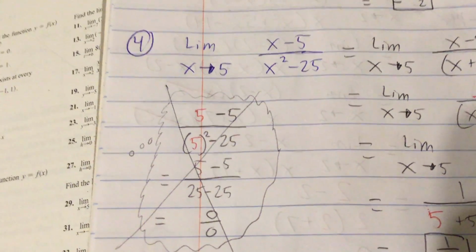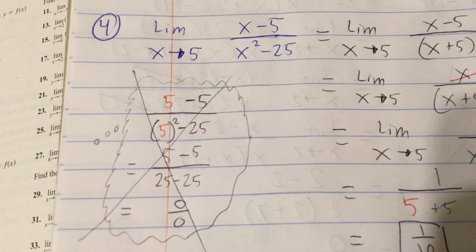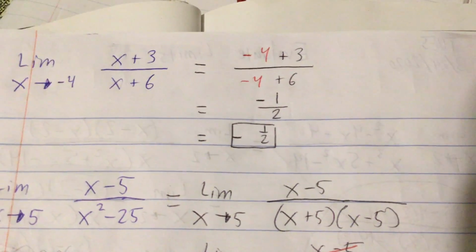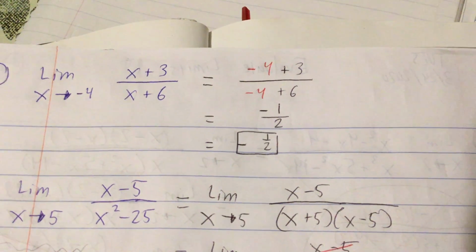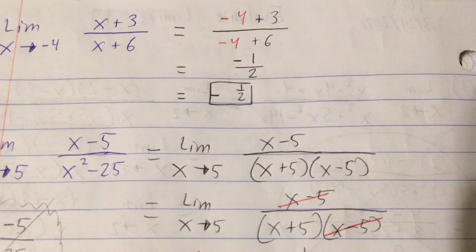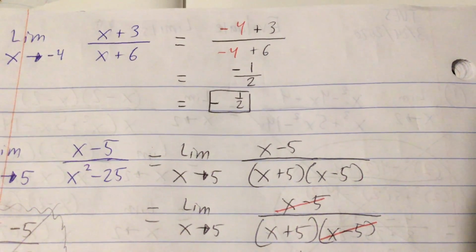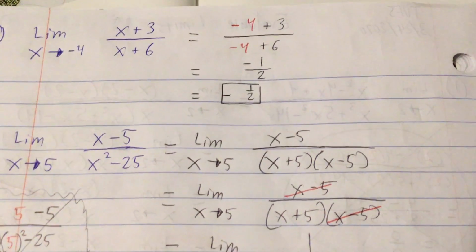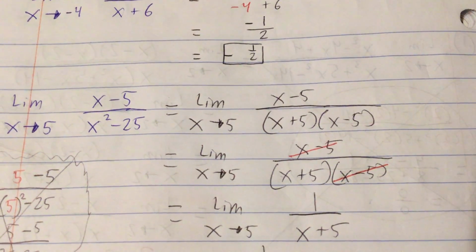But can I factor out the hole in this graph? So x minus 5, I can't really do anything about it. But I can factor the bottom into x plus 5, x minus 5. Can anything cancel out? Yeah. X minus 5 on top and x minus 5 on the bottom cancel out. Therefore, what's left on the top? So I can interpret this as the limit as x approaches 5 for 1 over x plus 5.